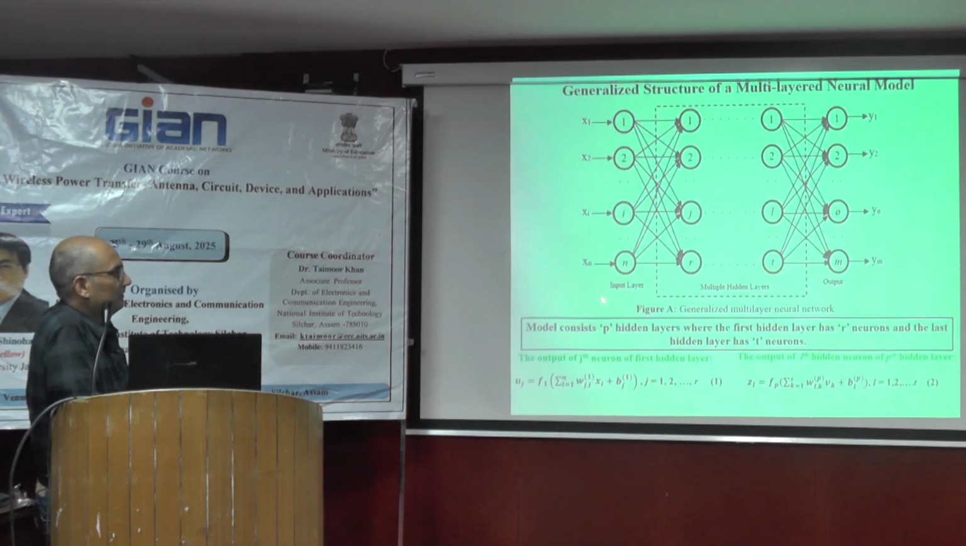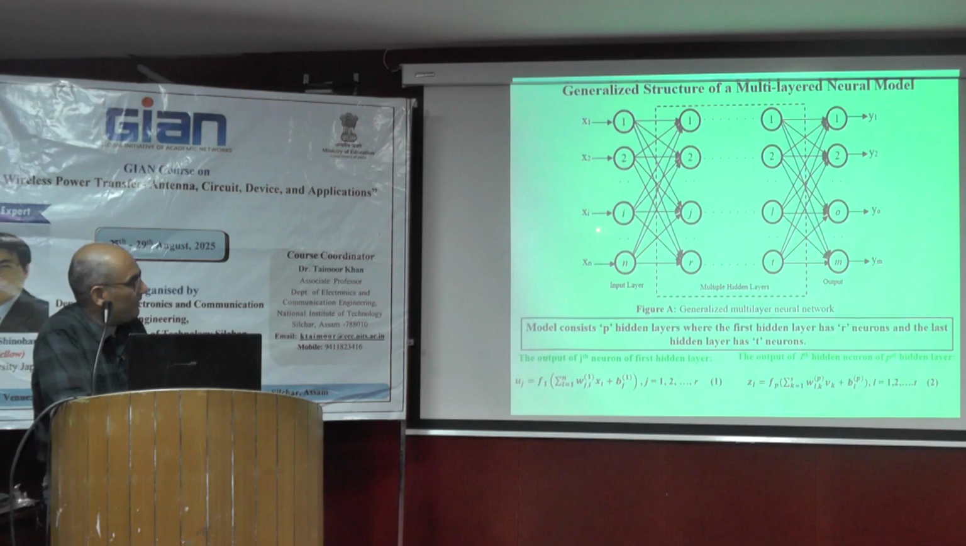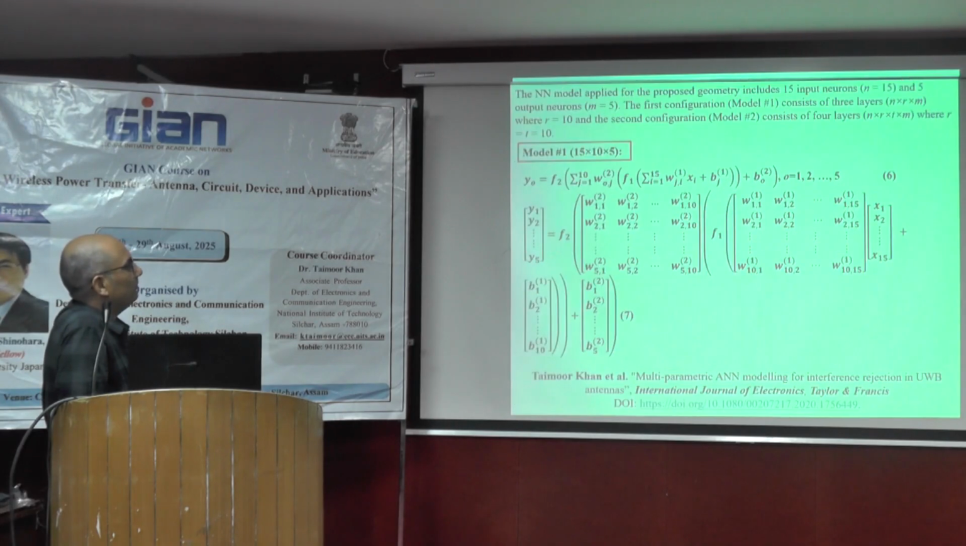N dimensional. N means what here? That is 15. M means 5 here, because we need to predict a 5 dimensional response for the given 15 dimensional excitation. Okay, then this mathematics we can skip here. No need to go into that.